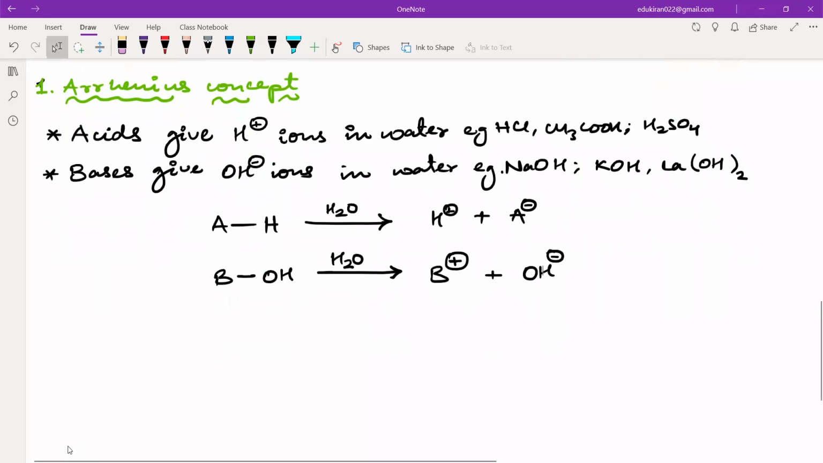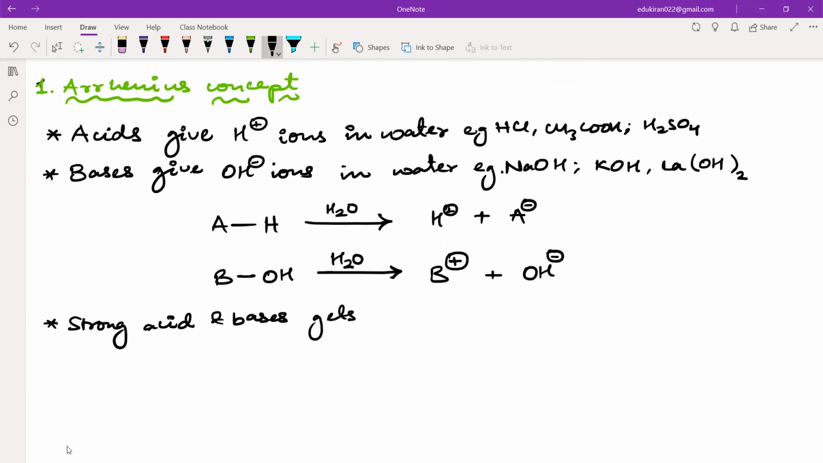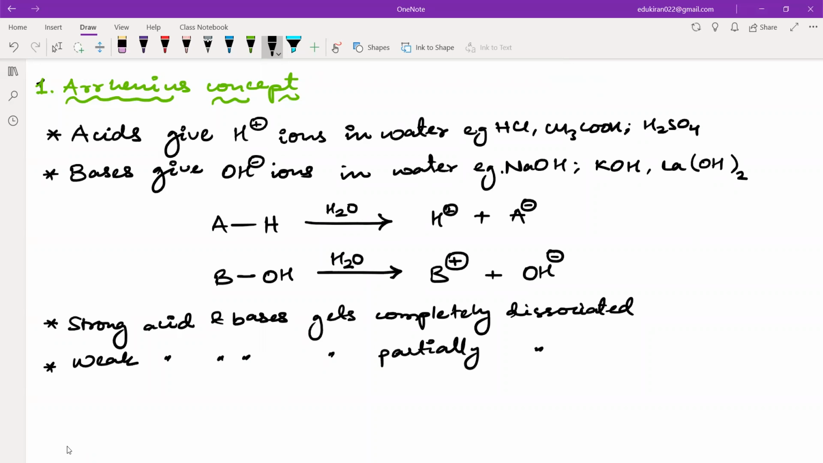And he also had similar definitions for strong acids and strong bases. He said that anything is strong that completely gets dissociated. So strong acids and strong bases are those which get completely dissociated, and weak acids and bases get partially dissociated. So this was the simple concept of acid and base according to Arrhenius.